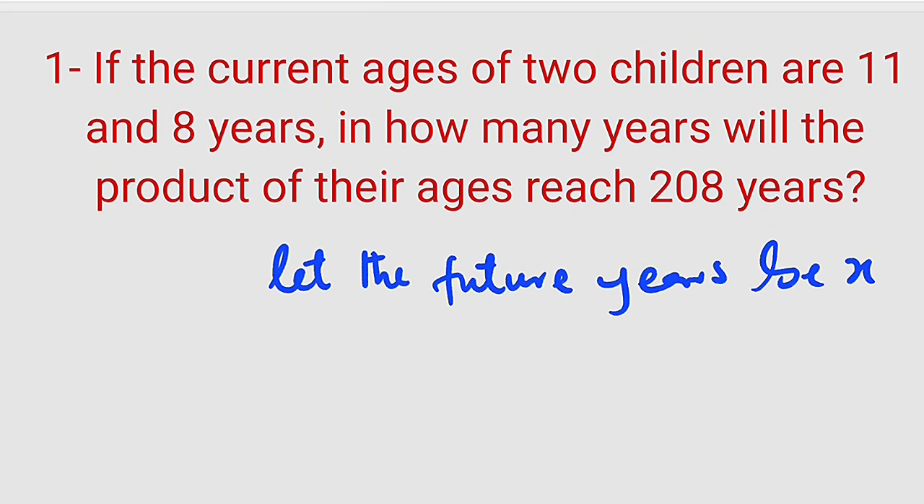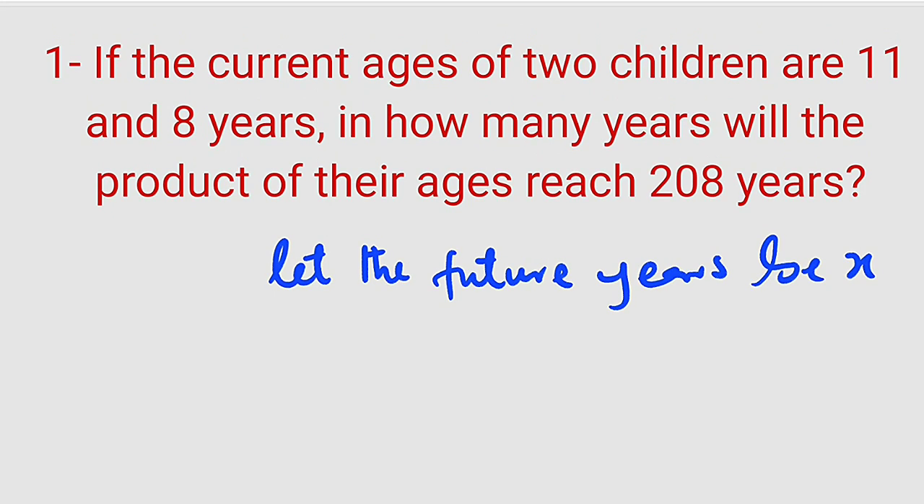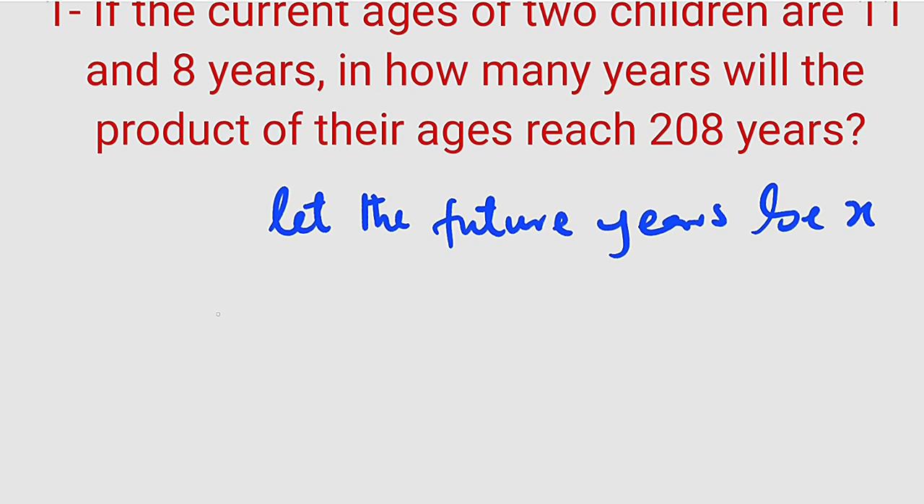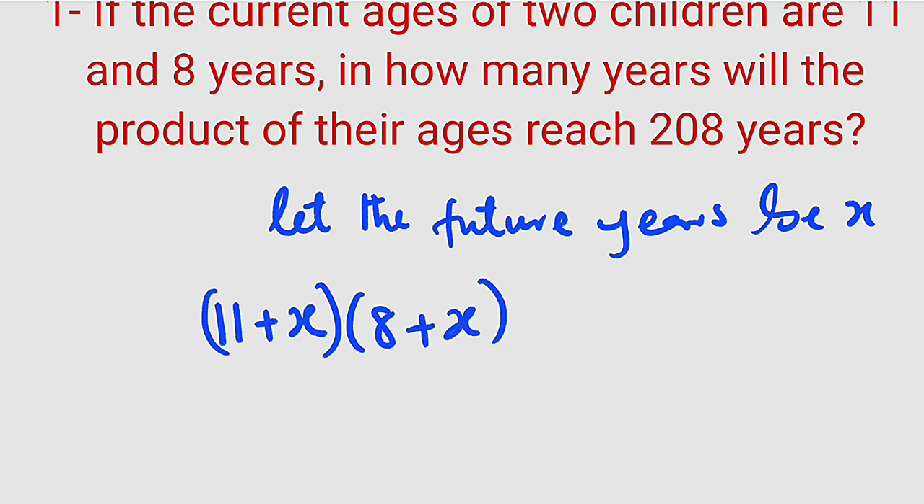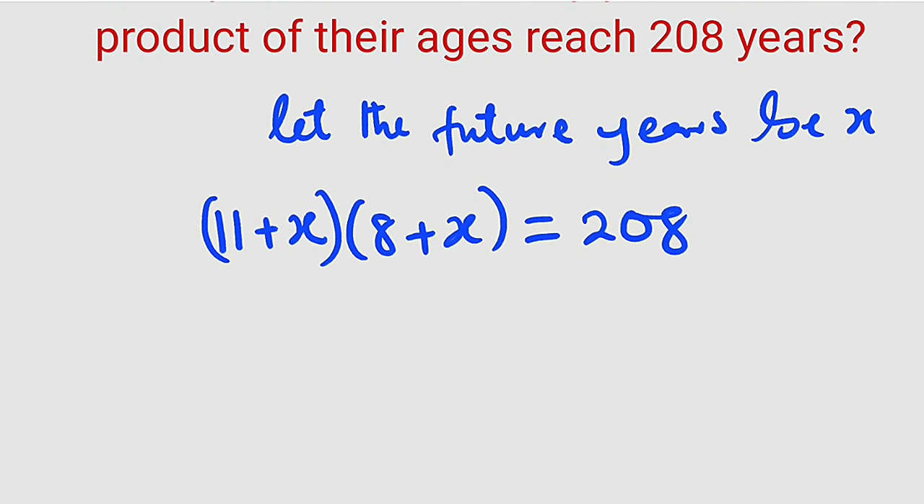Therefore, to find the product of their future ages, which is going to be equivalent to 208, we take the first one, which has age 11. We add it to the future age, which is x. Then we multiply it by 8 plus x again, because in the future they will each add x years. At that moment, if you multiply the two ages, you're going to get 208. This is exactly what the question is saying. So from here, we can solve this question. I think it is going to be a quadratic.